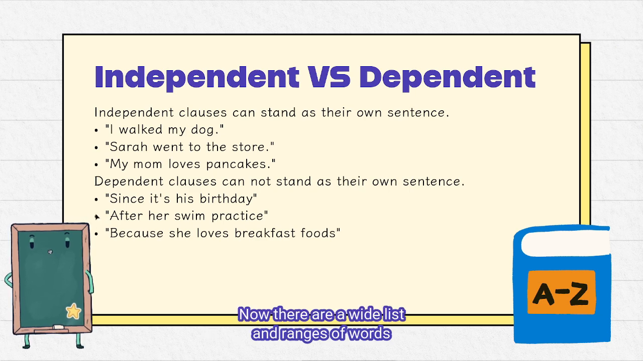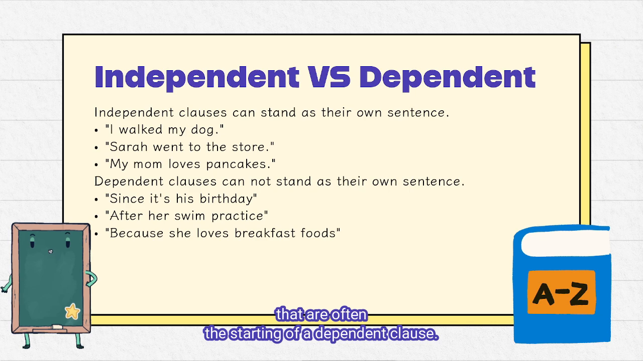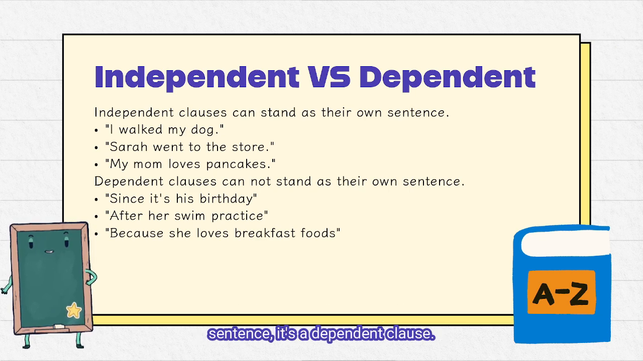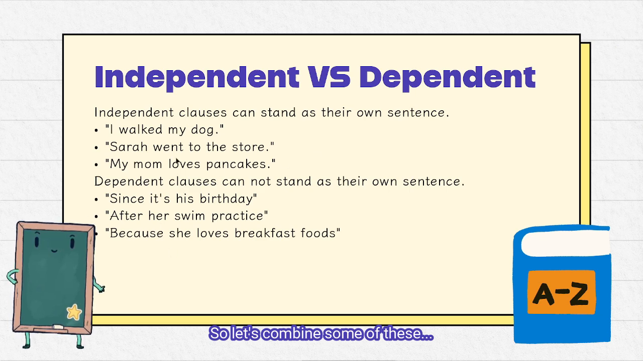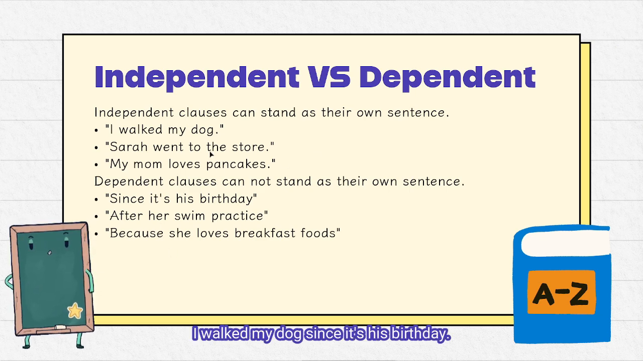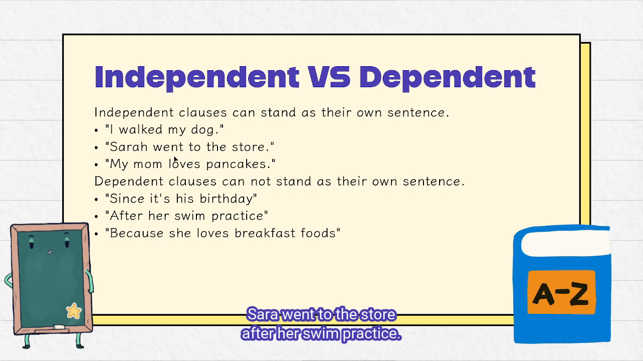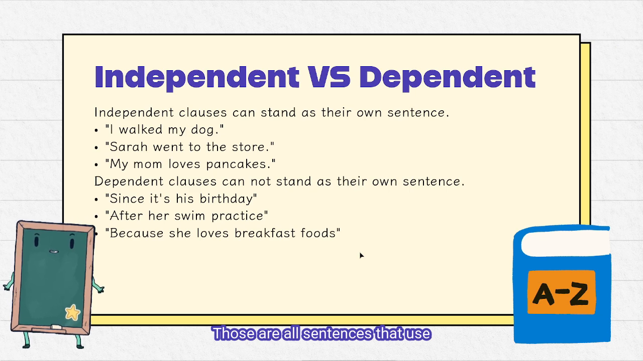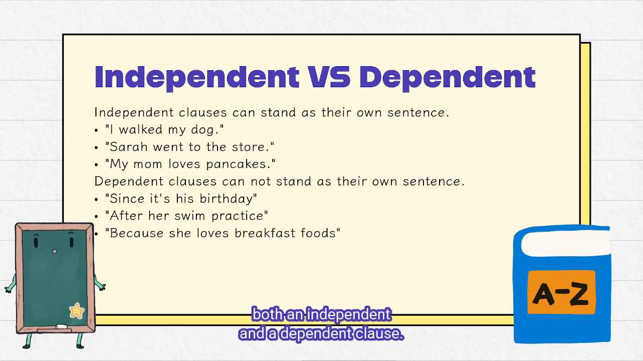Now, there is a wide range of words that often start a dependent clause. But basically, if you read it and it doesn't make sense as its own sentence, it's a dependent clause. So, let's combine some of these. I walked my dog since it's his birthday. Sarah went to the store after her swim practice. My mom loves pancakes because she loves breakfast foods. Those are all sentences that use both an independent and a dependent clause.